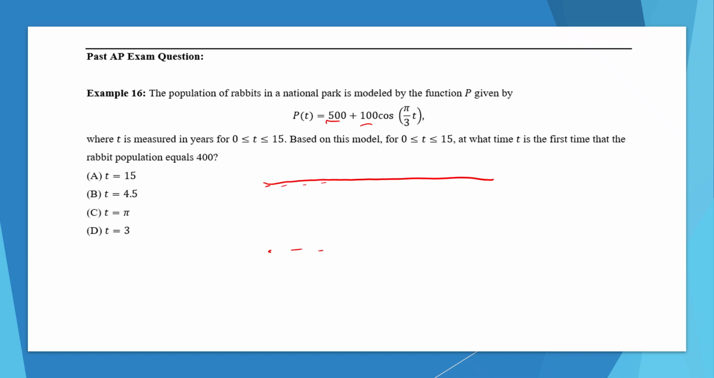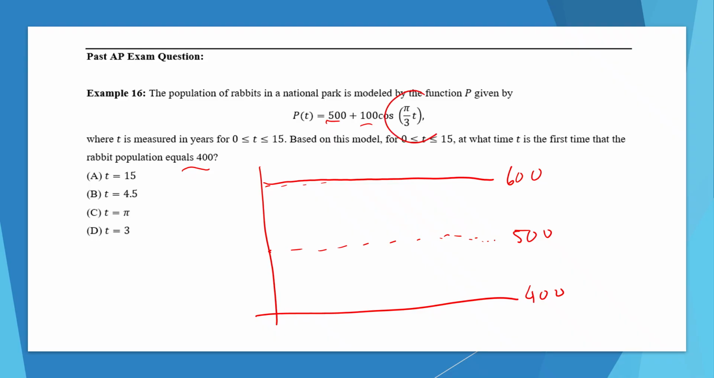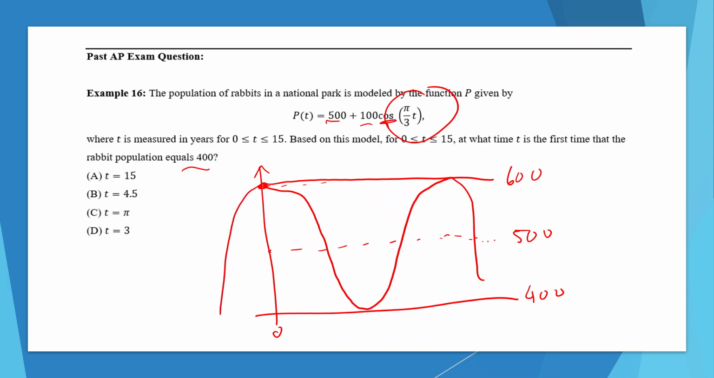So here, we know our midline is at 500, our amplitude's at 100, so I know it's going to go 100 up and 100 down. So 600 and 400 should be our max and min respectively. Knowing this, when's the first time that this equals 400? That's going to be when is the first time we're going to hit our minimum. I also see that there's no phase shift, which is nice. So at 0, because it's a cosine function, it's going to start at the maximum and then go down and come back up and continue on like this.